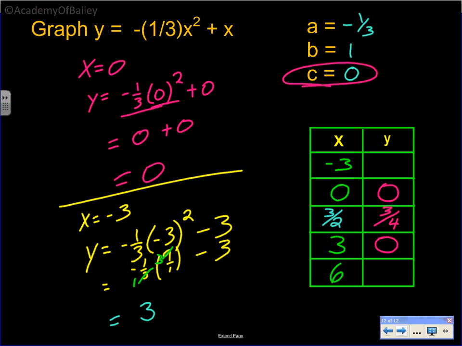Now we kind of got ahead of ourselves. We got to look at the signs up there. It was negative 1/3 times positive 9. So negative times a positive is a negative. And then minus 3. So negative 3 minus 3 is going to be negative 6. So when x is negative 3, y is negative 6. And then down there at the bottom, when x is 6, y is negative 6. So this is where we're at. And then you have 5 points that you can graph.